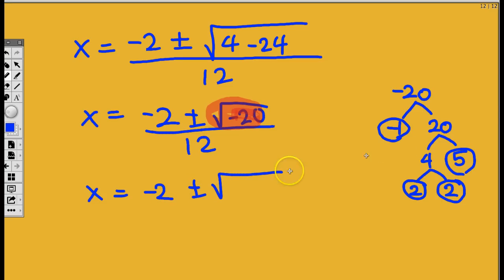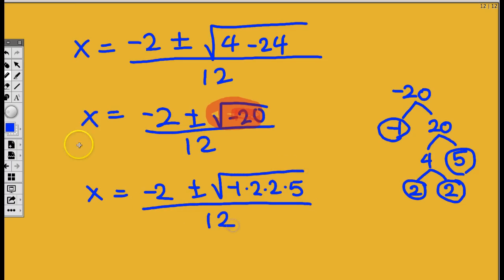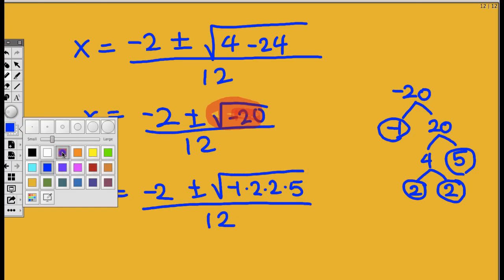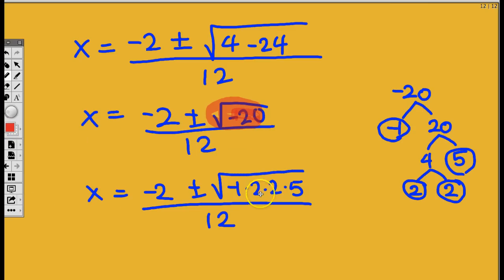Inside the square root, I have negative 1 times 2 times 2 times 5, and this is all over 12. And we talked about perfect squares yesterday, didn't we? Okay, so 2 times 2, that's the square root of 4, which is a 2. So that, the perfect square, gets to get out of the Sleeping Beauty's castle, right?